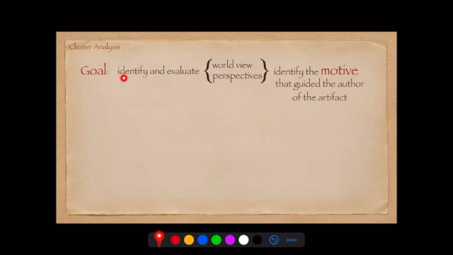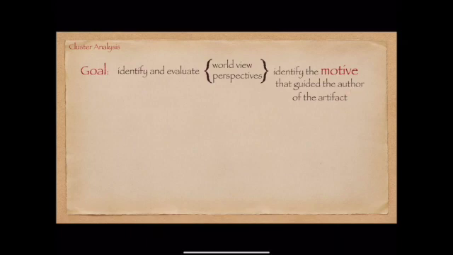The goal here is going to be identify and evaluate. I hope you hear this is that final step in the critical process. After analysis, you're going to identify and evaluate the worldview, the perspectives that went into making this particular artifact. The real reason you're doing this is because Burke believes that with this method, cluster analysis, you're going to be able to focus in on and actually recognize and identify the motive that brought about this particular artifact by this particular author. That's what he believes you're going to be able to do.